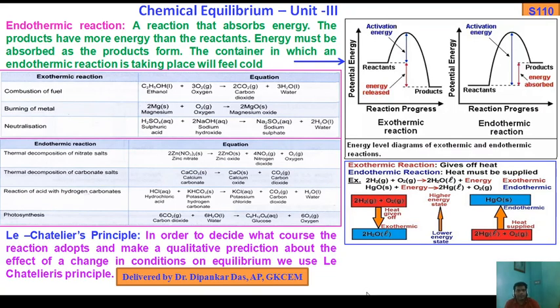Okay. Now come to endothermic reactions. Endothermic reactions are reactions that absorb energy, whereas in exothermic reactions the energy is liberated. In exothermic reactions, the energy of the reactant is greater than the energy of the product. This is the activation energy, this is the transition state or intermediate state. This amount of energy is released and this amount of energy is absorbed.